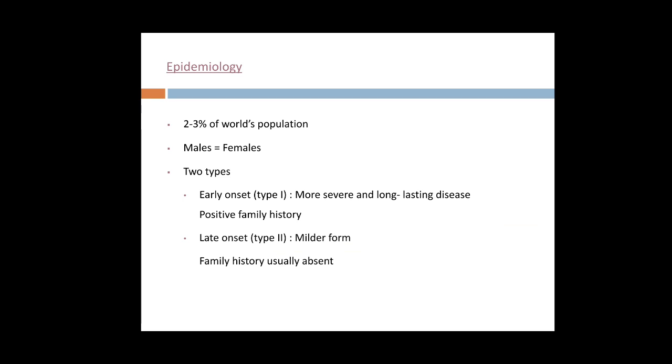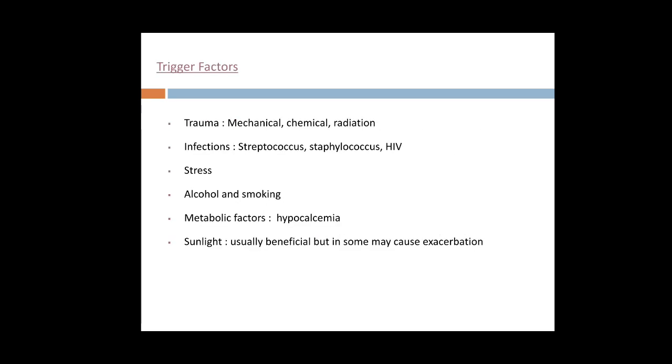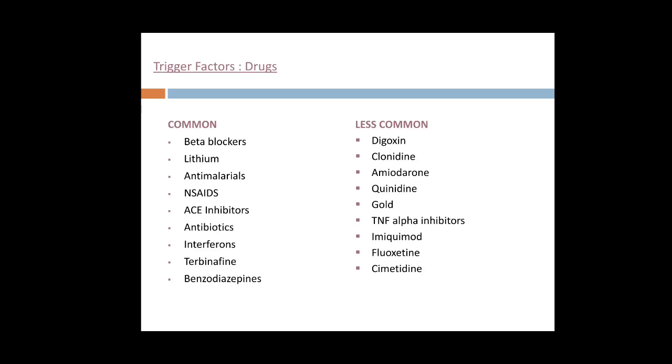There are two types. Type 1 is early onset, more severe, long-standing disease with positive family history. Type 2 is late onset, a milder form, and family history is usually absent. Coming to the triggering factors: trauma, whether mechanical, chemical, or radiation, any type of trauma; infections like streptococcus, staphylococcus, and HIV; stress, alcohol and smoking; metabolic factors, hypocalcemia; sunlight, usually beneficial but in some cases causing exacerbation. Other triggering factors are drugs, among them beta blockers, lithium, NSAIDs, ACE inhibitors, antibiotics, and terbinafine. These are the drugs which we as dermatologists use most commonly, so we have to be careful.